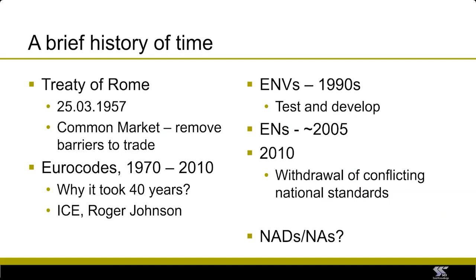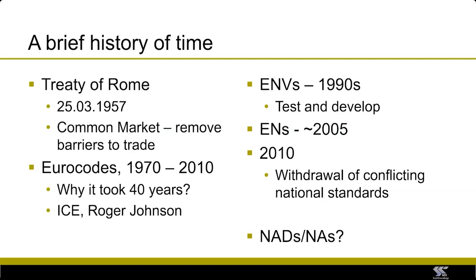And the initial production of the Eurocodes took an awfully long time. A good friend of mine, Professor Roger Johnson from Warwick, wrote an excellent paper in the Institution of Civil Engineers library. You can find that if you look online, and he explains why it took 40 years to get the first generation out there. We've taken about 15 years to get the second generation out there, which is quite interesting, although when you're involved, you can understand why.